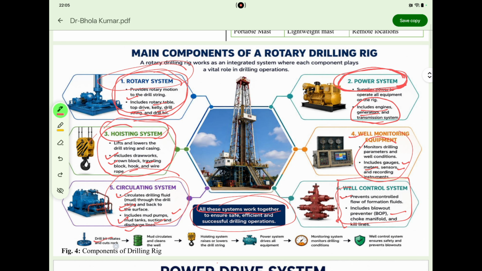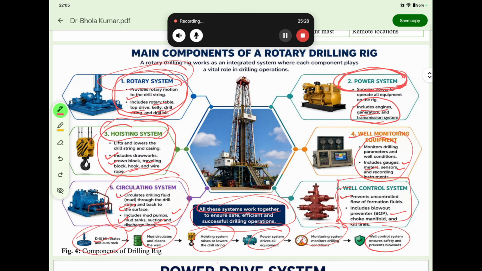So let's discuss some bottom things. Drill bit: the function of the drill bit is to rotate, along with mud circulation, then the hoisting system, the power system, the monitoring system, and the well control system. This is all we are talking about. This is all for today's lecture.